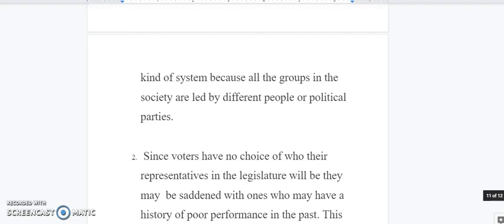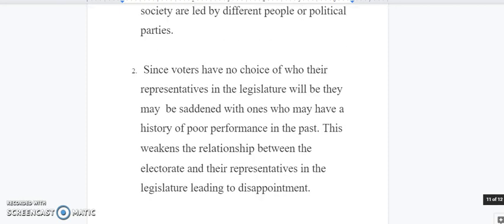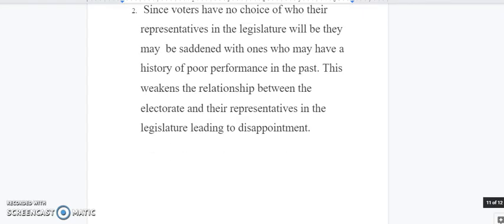Since voters have no choice of who their representatives in the legislature will be, they may be saddled with ones who may have a history of poor performance in the past. This weakens the relationship between the electorate and their representatives in the legislature, leading to disappointment.